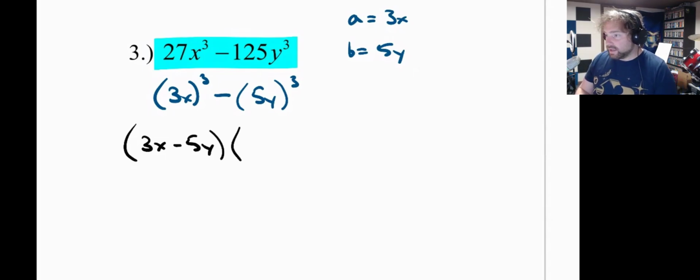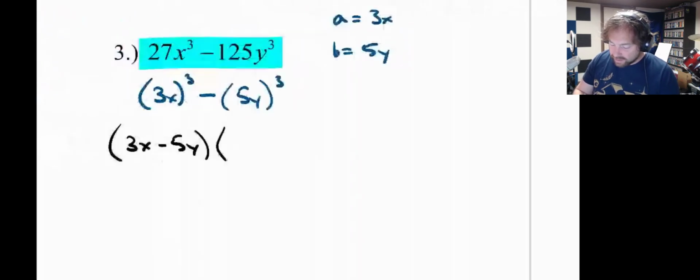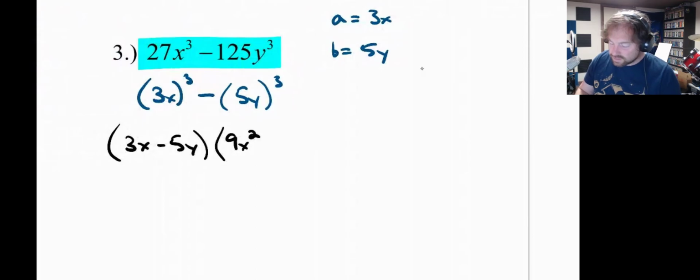times our A squared, which in this case you've got to really be careful here. A squared would be 9x squared plus, if we're following the formula, A times B, in this case would be 3x times 5y, which would be 15xy, and then plus 5y squared, so plus 25y squared.